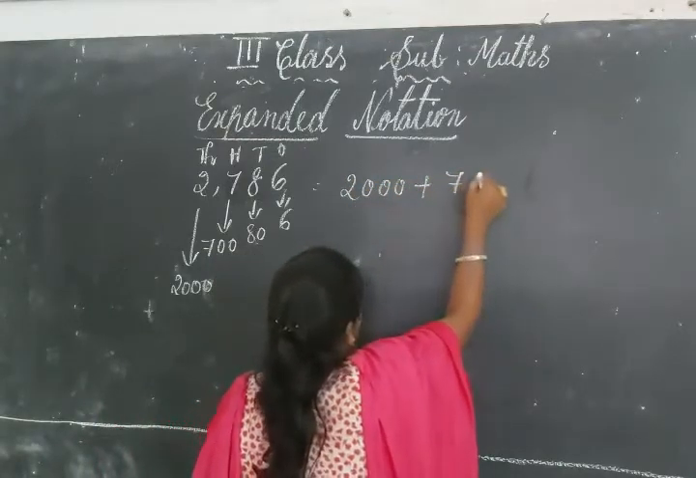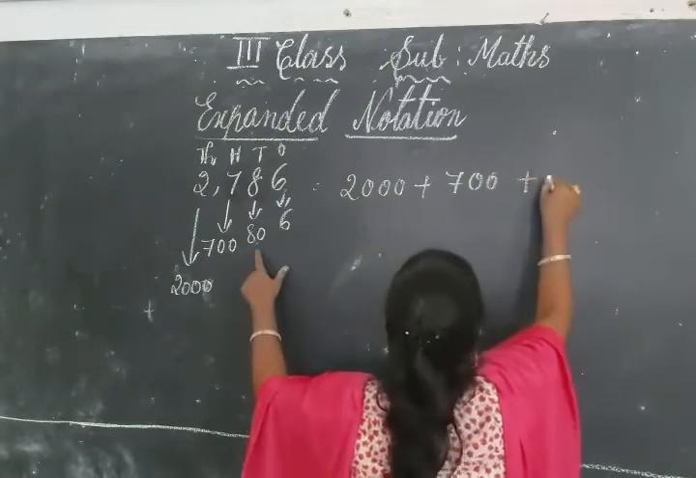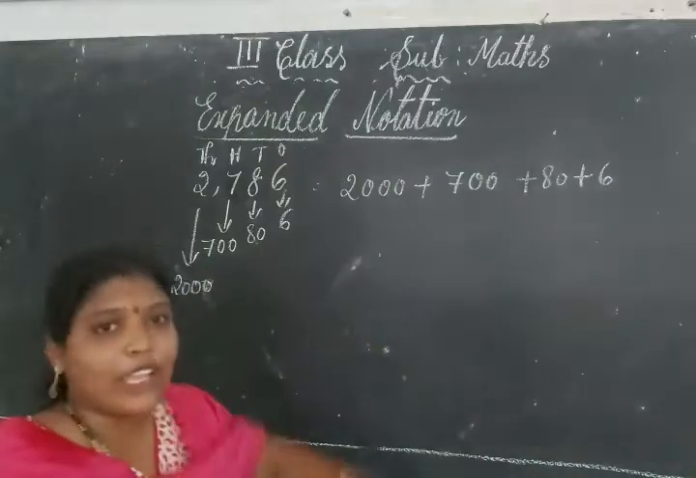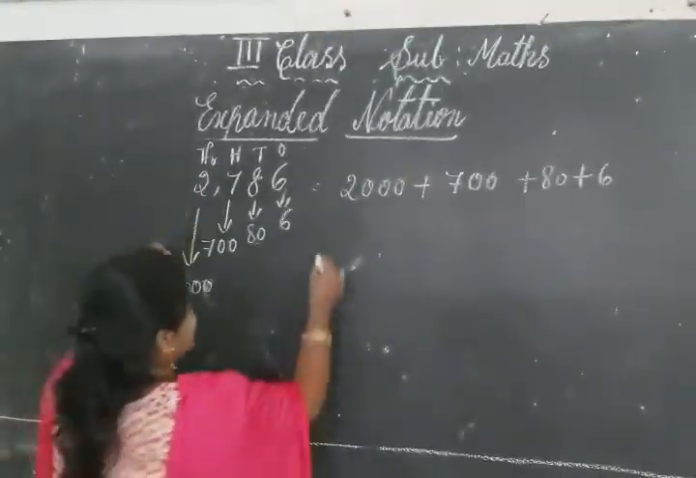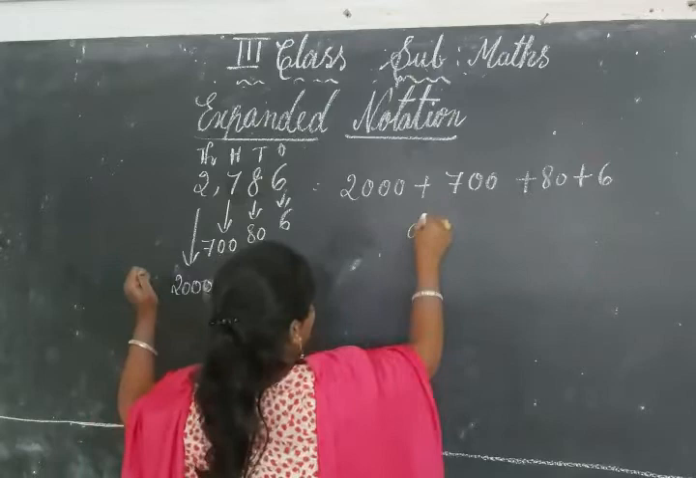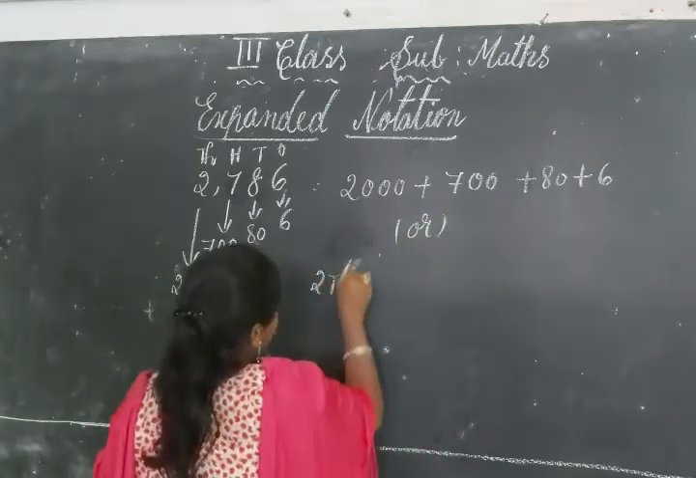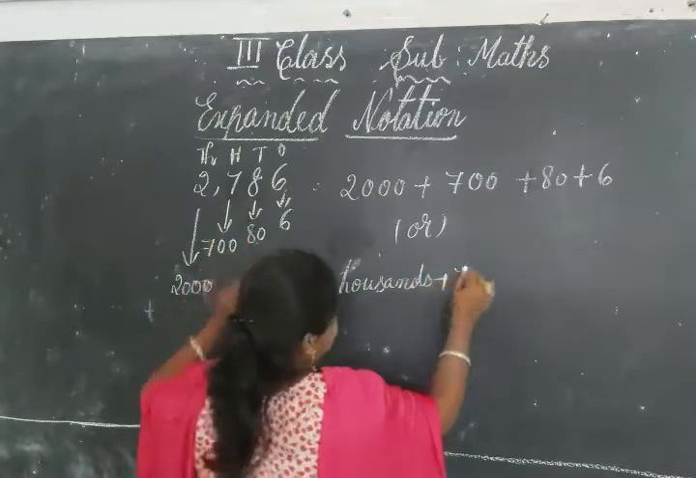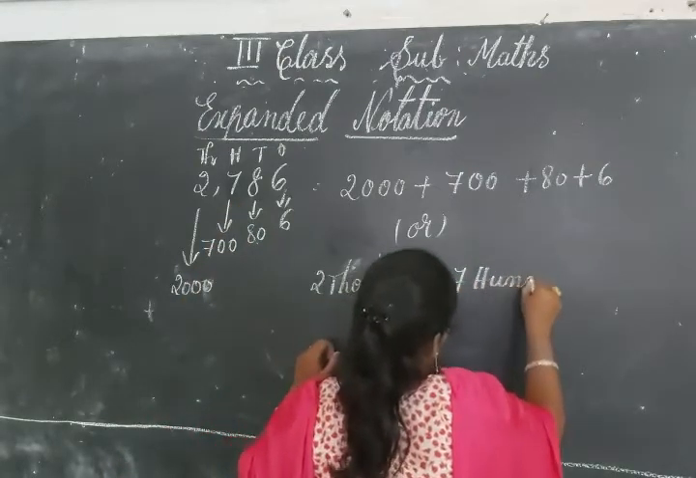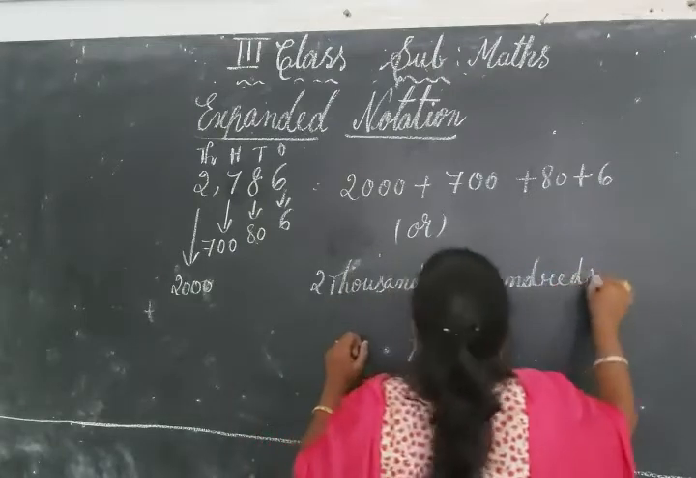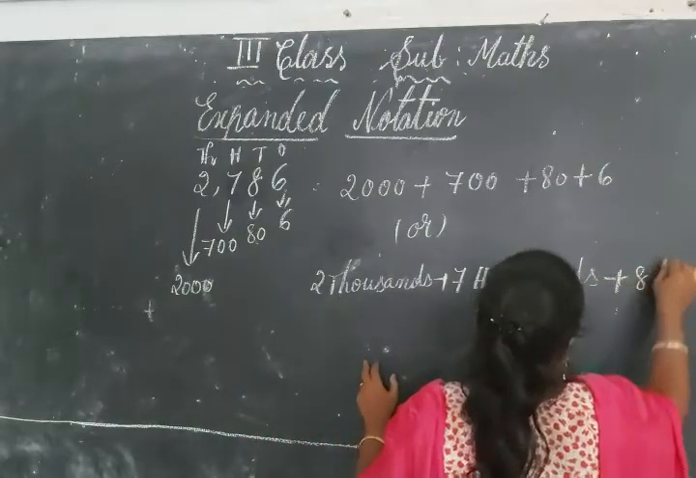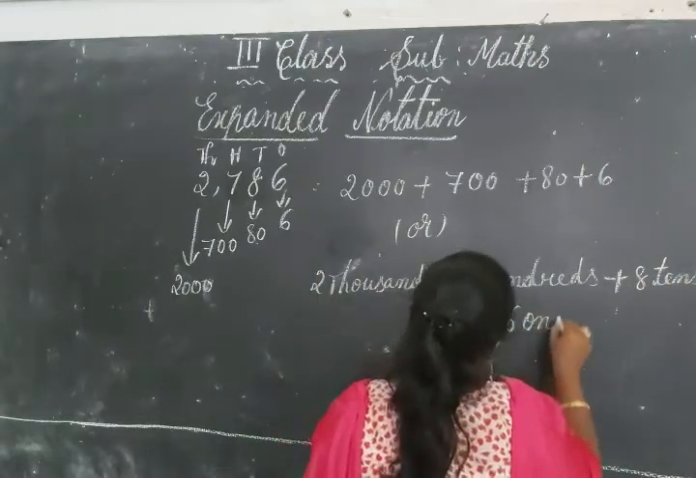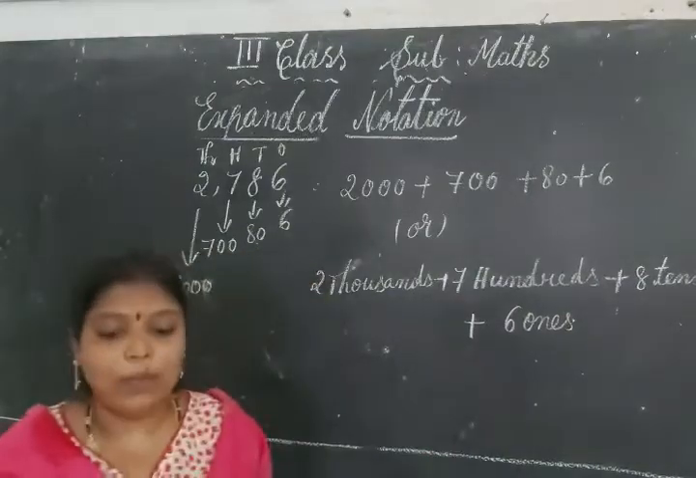plus 700 plus 80 plus 6, and this can also be written as: how many thousands are there? 2 thousands. How many hundreds? 7 hundreds plus 8 tens plus 6 ones. Let's see one more example.